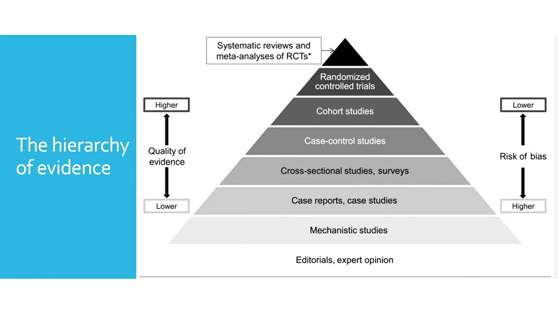And lastly, I'd just like to show you the hierarchy of evidence. So an image that we've got here on the right hand side. Now you can see that the quality of evidence is lower the further you go down the pyramid and higher as you come up, and the risk of bias decreases as you come up through that pyramid. And at the bottom you've got editorials and expert opinion, and at the top we have randomized controlled trials and then systematic reviews and meta-analyses of randomized controlled trials.